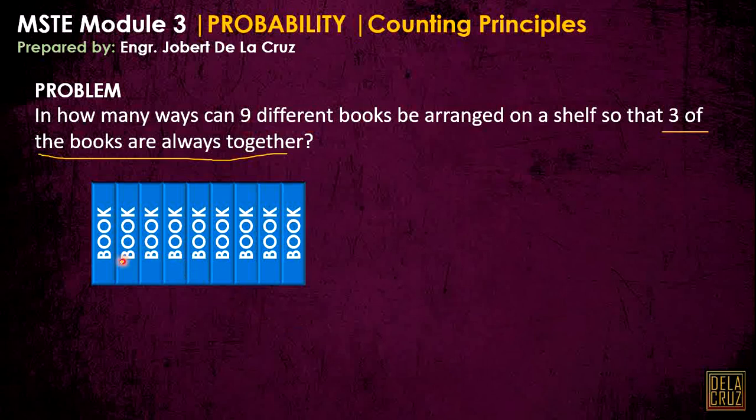But here, I just colored this as one na lang kasi masyadong matagal yung pag-edit ko pag iiba-ibahin ko pa yung colors. Okay. 3 of the books are always together. Meaning, 3 books lang yung inisa natin.